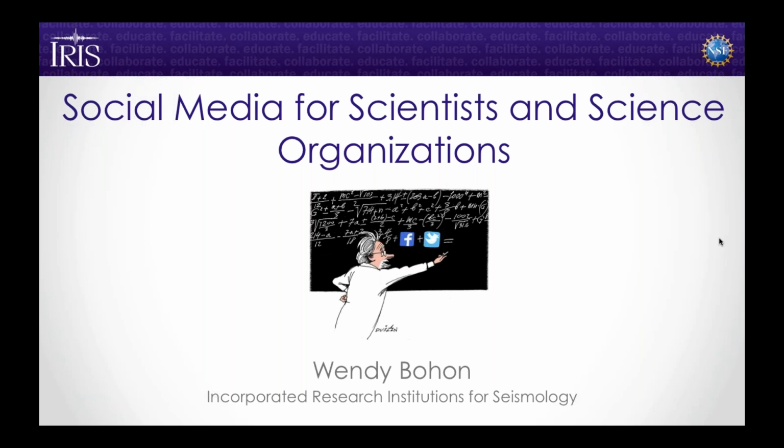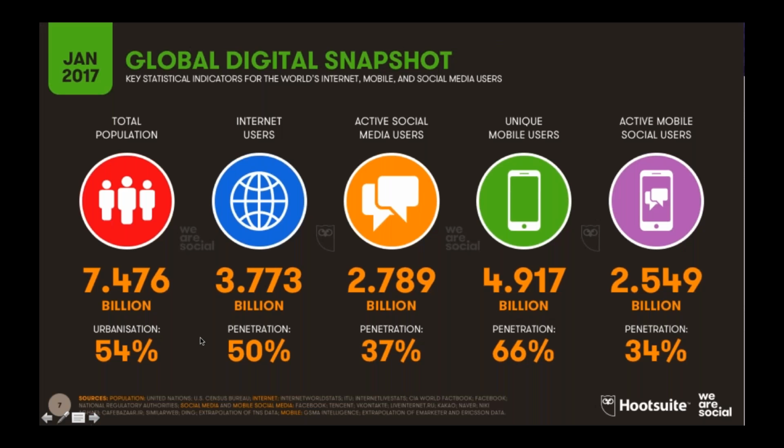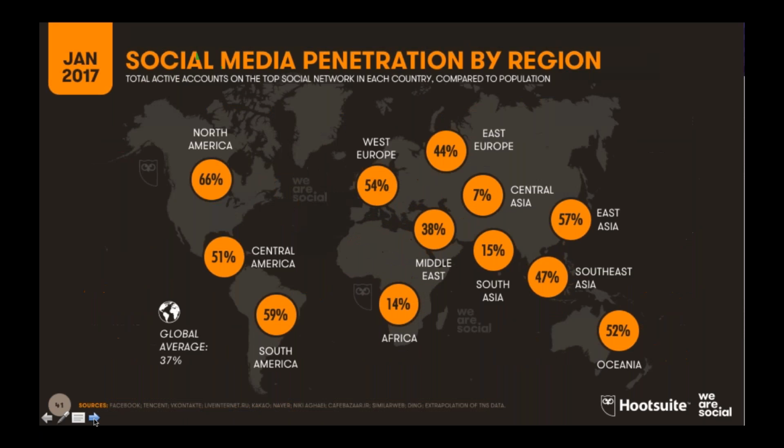So without further ado, I find that the best place to start is usually at the beginning. So let's start at the beginning. I gotta advance the slide. There we go. So this is a digital snapshot of the world. There are about 7.5 billion people in the world, and 3.8 billion of those people are internet users. Of those internet users, about 2.8 billion are active social media users.